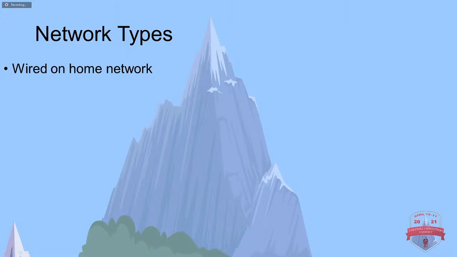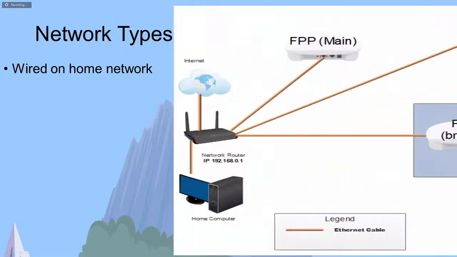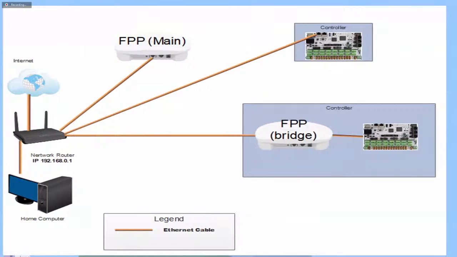The simplest method is to incorporate, which is wired on your home network. This is where you connect all of your FPP devices and controllers directly to your router via network cables or even Wi-Fi communication. This configuration is simple to implement and configure and the easiest way to get started or to use just for initial configuration or testing. So you see everything is connected in some method directly to your router.